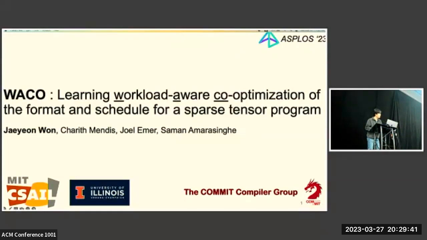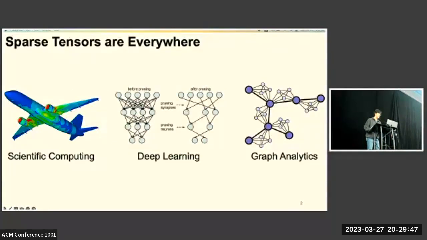Okay, hi, I'm Jaeyeon Won, and I'll talk about Wako, which is about how to optimize sparse tensor programs. Sparse tensors arise naturally in many domains of science. They are not only used in physical simulations, but also in deep learning and graph computations.